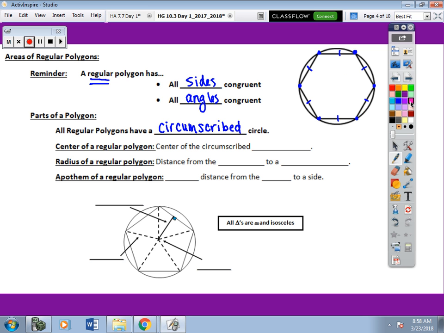The radius of the circle, remember, will touch the center, and it will touch the edge of the circle. So you can draw the radius here, here, here, here. It has to touch the edge of the circle and the center. So the center of the regular polygon will also be the center of the circumscribed circle. So these points will be the same. And then the radius, which we've already drawn in, is the distance from the center to a vertex.